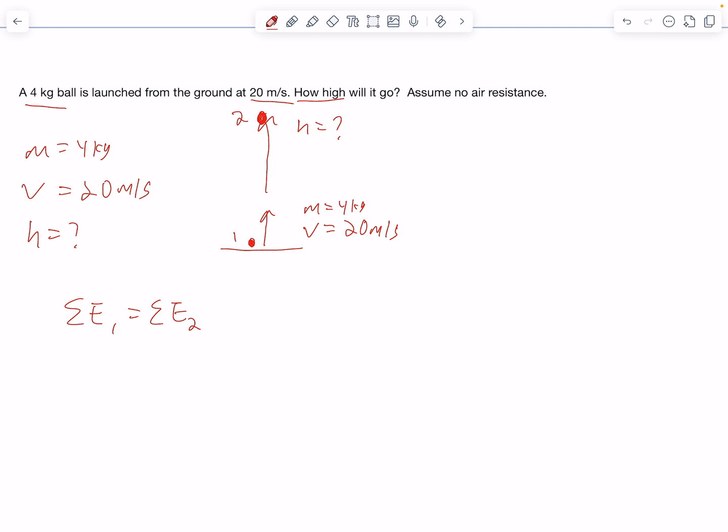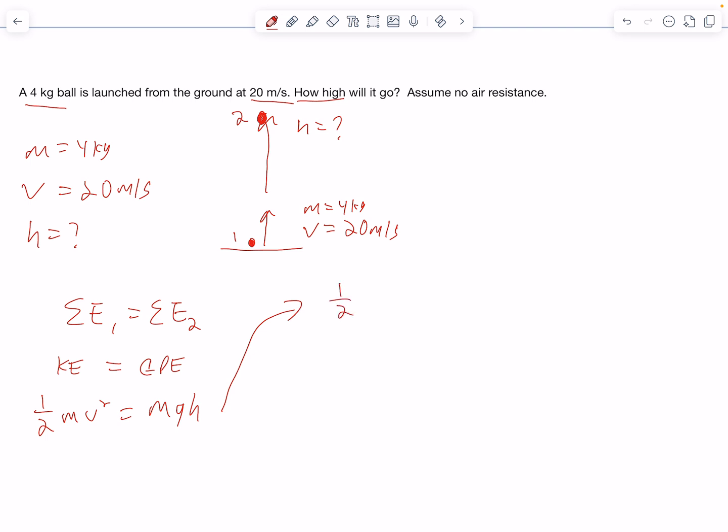So I'm going to call 1 at the bottom because that's where we start. At the bottom, it only has kinetic energy. There is no height, but it's moving. At the top, it has gravitational potential energy because it has a height, but it's not moving at the top. Remember, when something goes up, it continues to go up until it reaches the top, and then it pauses, it stops before it comes back down again. So I can rewrite this as that. And then let's plug our numbers in.